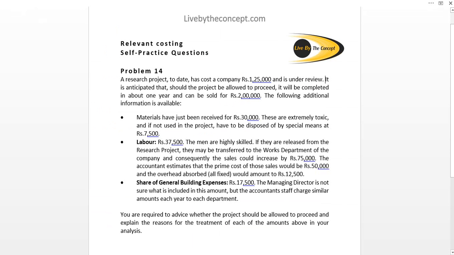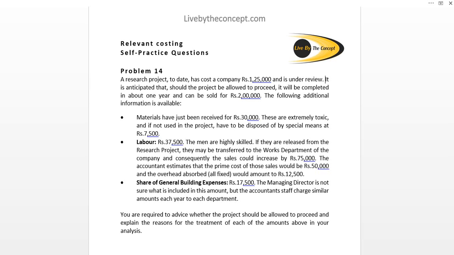These are extremely toxic and if not used in the project have to be disposed of by special means at a cost of rupees 7,500. That means if I am not going for the project, I need to dispose of this material, and when I dispose of this material, I'll be incurring a cost of rupees 7,500. That means if I go for the project, I will be using the material in the project. I won't be disposing of it. If I'm not disposing of the material, I won't have the disposal cost.